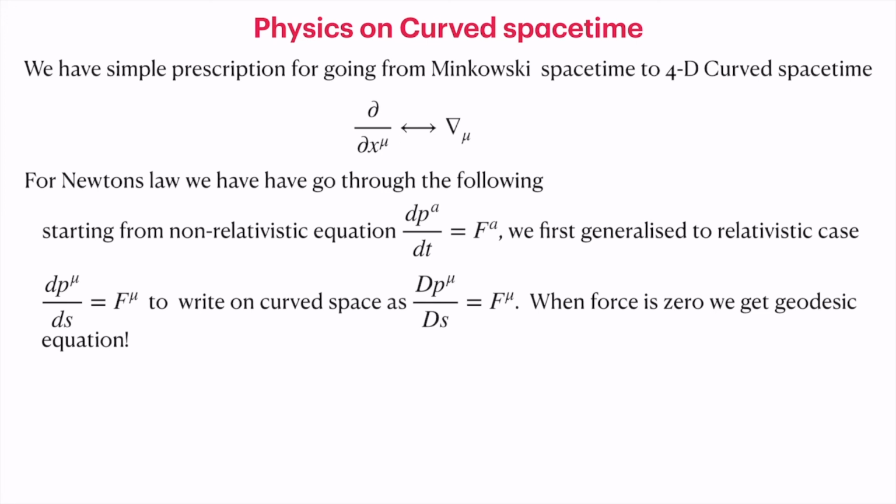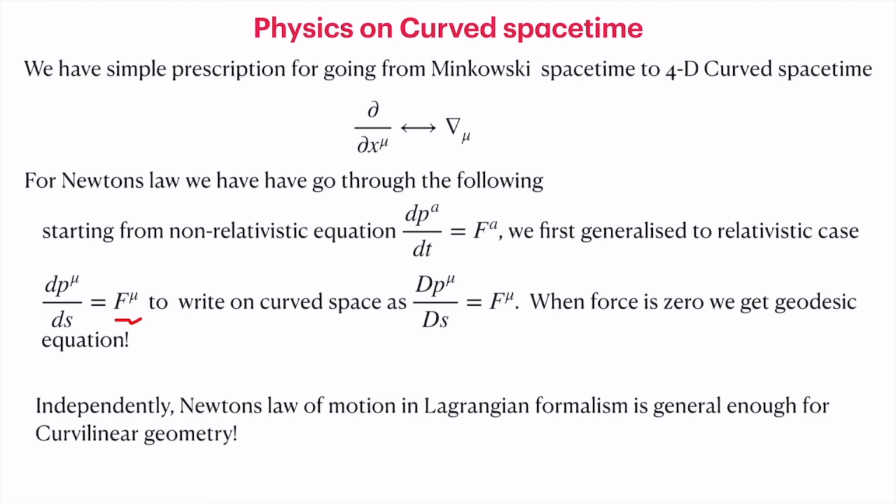Now we can move on to curved spacetime and replace the ordinary derivative with the covariant derivative. That is a new notation which we have used, a capital D, so that Dp^mu by ds is equal to f^mu. So this is the road which we have taken to convert Newton's equation of motion to curvilinear geometry. Not only for the relativistic case, any equation can be converted from flat to curvilinear geometry.